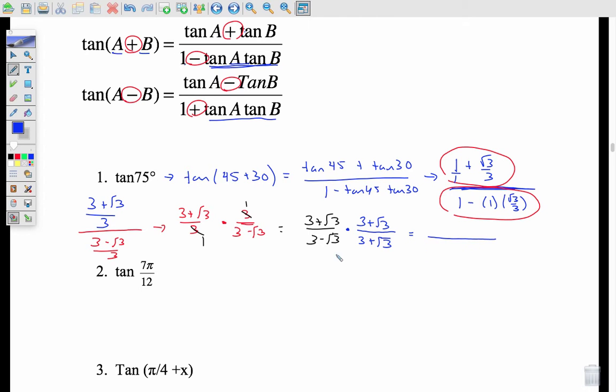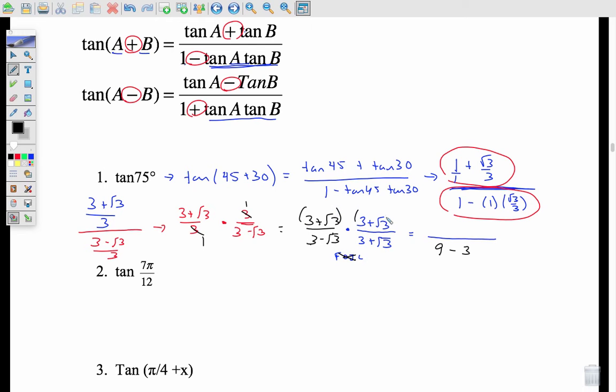And if you recall, when we multiply or FOIL with conjugates, the outer and the inner will cancel each other out, so we can just do the first and the last. So first term's 3 times 3 gets me 9. Last term's negative square root of 3 times the square root of 3 just removes a radical, so my denominator is 9 minus 3. Also noting there we accomplished our goal of removing the radical from the denominator.